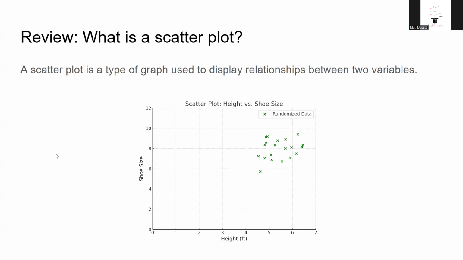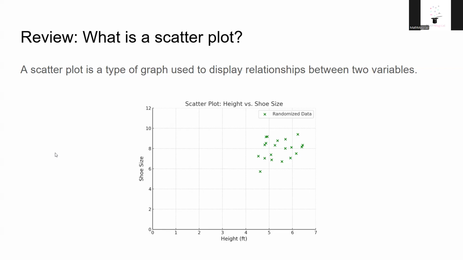Imagine you've surveyed your classmates to find their heights and shoe sizes. You plot this information on a graph. That's called a scatter plot. We did teach how to do that in one of our previous lessons, so if you're not sure how to make a scatter plot, please make sure to go back and watch that video.